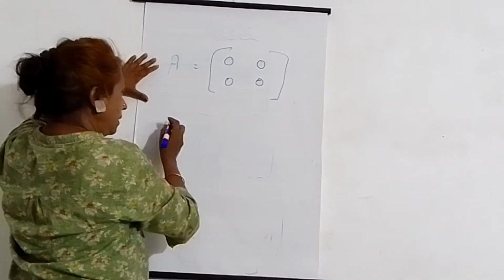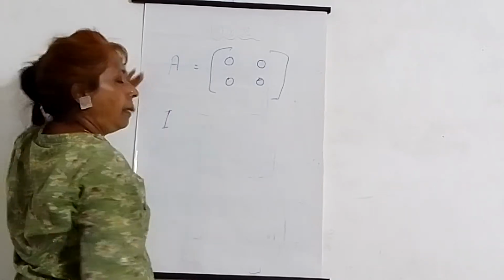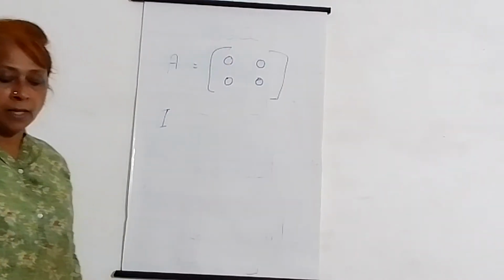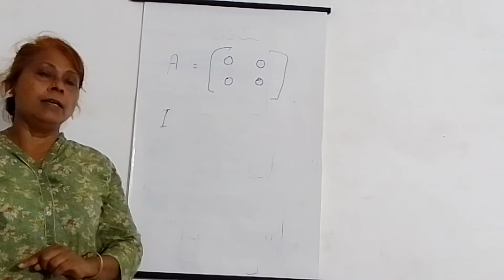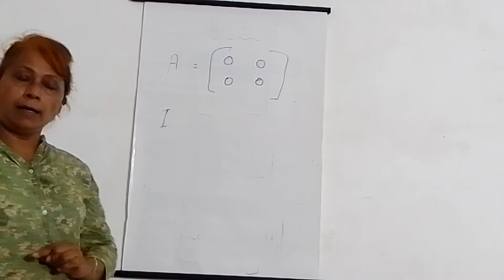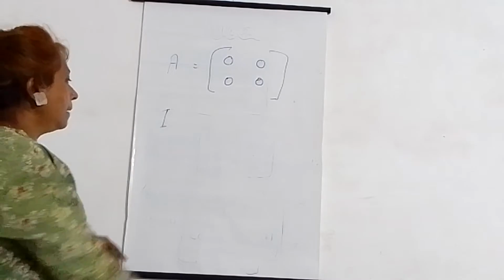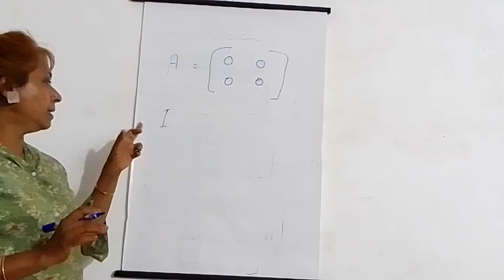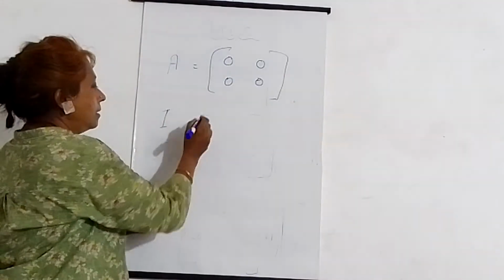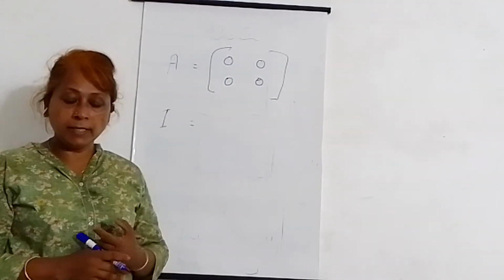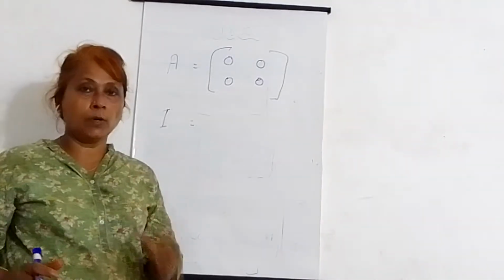An identity matrix is represented by capital I. What is an identity matrix? It's similar to 1 for the number system. If we multiply any number by 1, what we get is that number itself. Similarly, instead of 1 in the matrix system, it is the unit matrix. Some more conditions are there. The unit matrix is a square matrix.